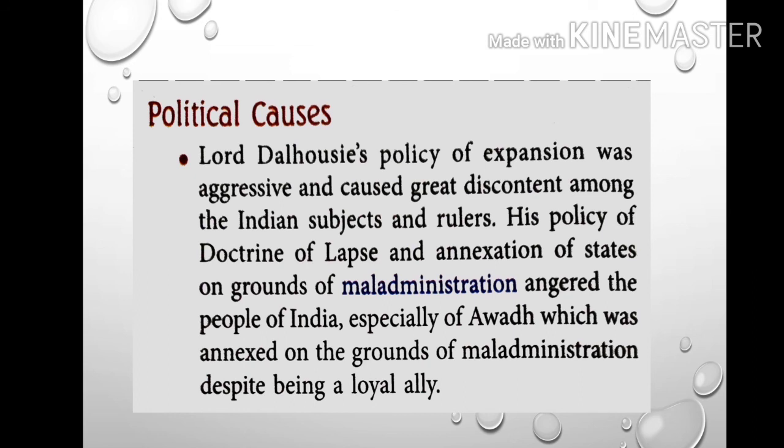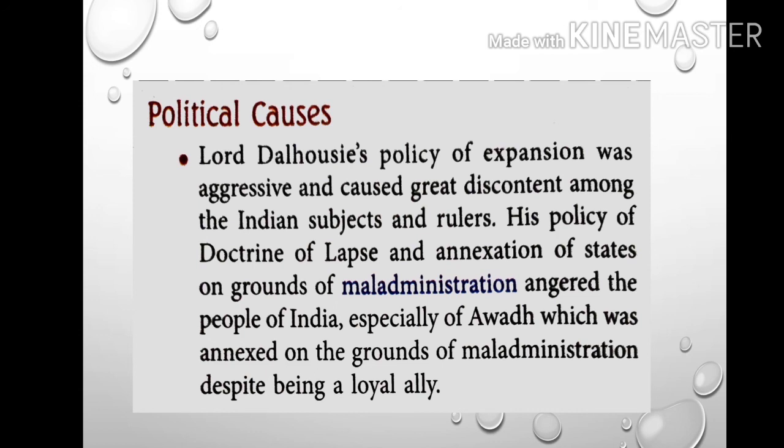Let's see the political causes first. Lord Dalhousie's policy of expansion was aggressive and caused great discontent among Indian subjects and rulers. His policy of doctrine of lapse and annexation of states on grounds of maladministration angered the people of India, especially of Awadh, which was annexed on the grounds of maladministration, despite being a loyal ally.